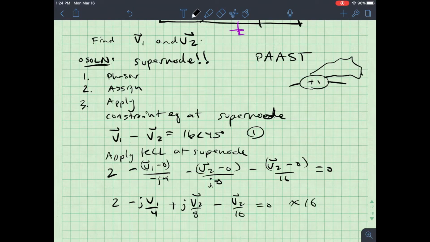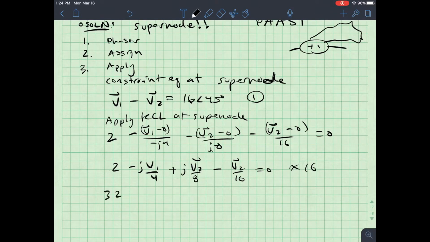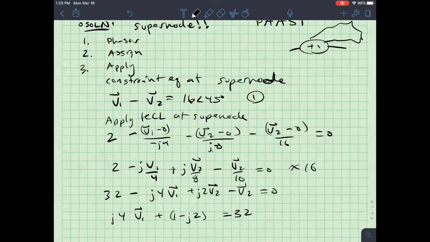If I multiply everything by 16, what that gives me is 32 minus j4 V1 plus j2 V2 minus V2 equals 0. If I collect these terms together, I've got 32 on one side, and on the other side I've got j4 V1, and then I've got plus 1 minus j2 V2.